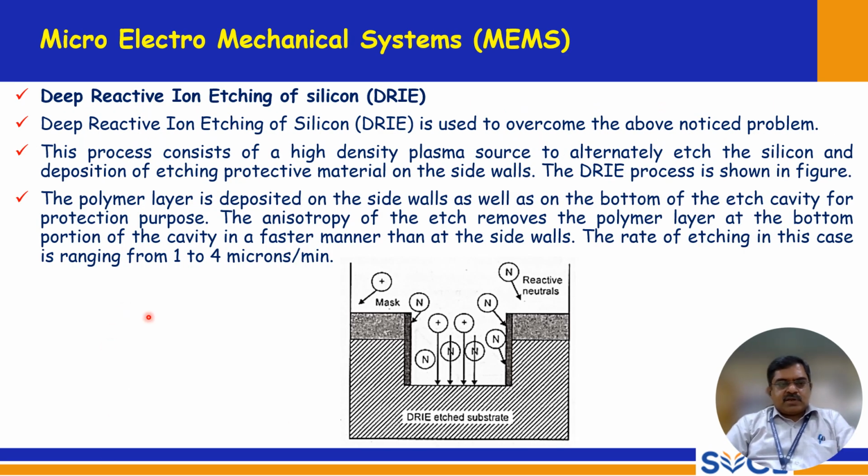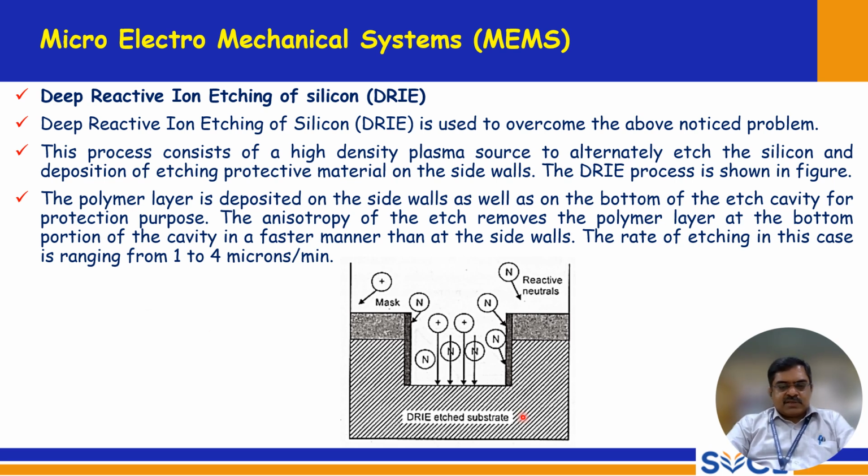So next is deep reactive ion etching of silicon, in short known as DRIE. Deep reactive ion etching of silicon is used to overcome the issues and problems in the earlier processes. This process consists of a high density plasma source to alternately etch the silicon and deposit etching protective material on the sidewalls. The dry process is shown in the figure.